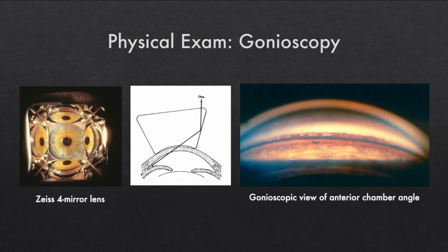Gonioscopy is an examination technique that uses a special lens to visualize the structures of the anterior chamber angle. This can determine whether the angle is open or closed, and can also be used to detect signs of secondary glaucomas, which are glaucomas associated with other ocular or systemic disorders, such as pigment dispersion syndrome or angle recession from trauma.